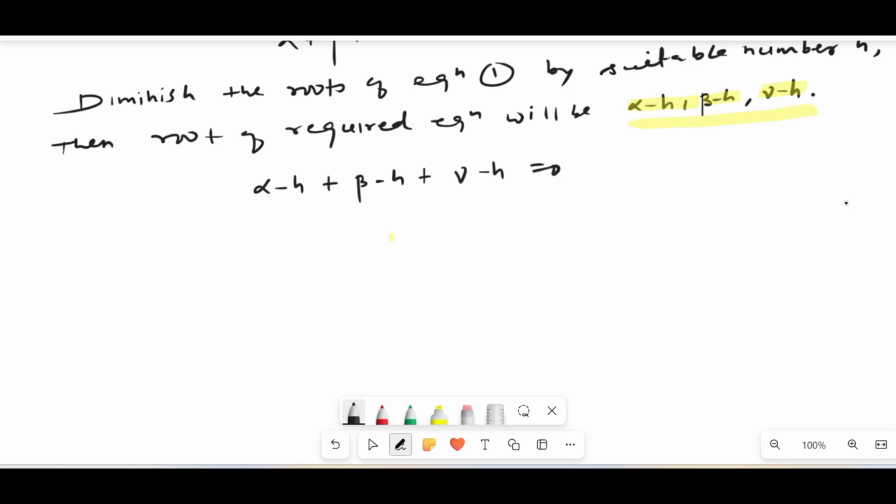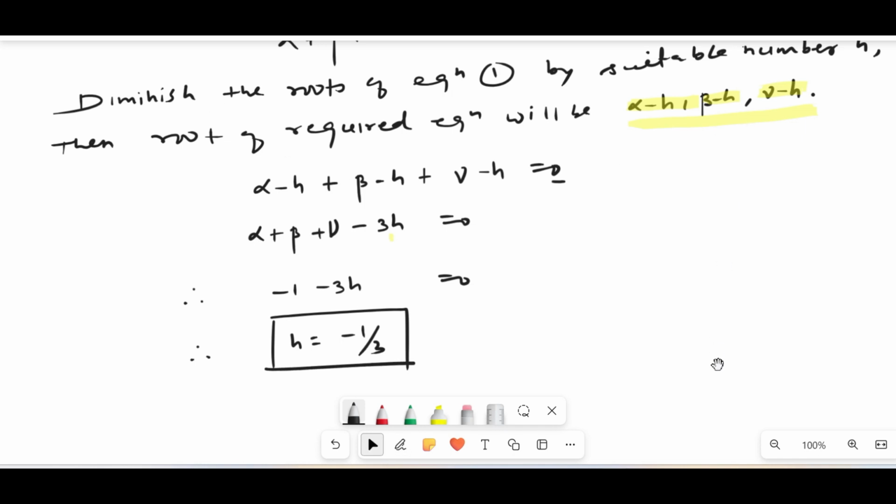So here it becomes alpha plus beta plus gamma negative 3 times h is equal to 0. Alpha plus beta plus gamma is -1, negative 3 times h is equal to 0. So the value of h is -1 by 3.